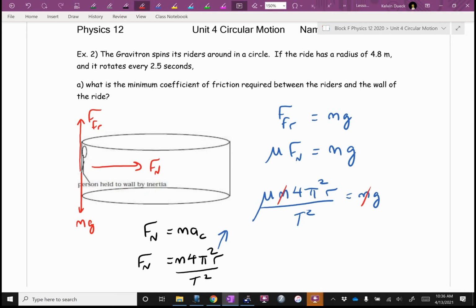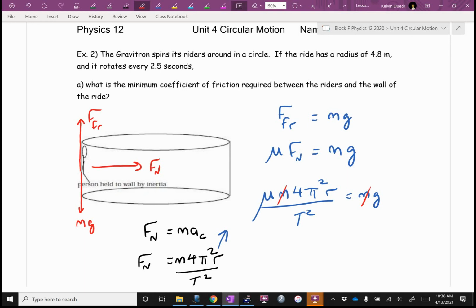As far as I'm concerned, for the Gravitron, there are three variables: the period, the radius, and mu. If I give you any two of them, you can find the third one. The key idea is to realize normal force is not equal to mg. Normal force is what's pushing me in a circle. Friction equals mg. And from those two, I can mix and match and find whatever I need.